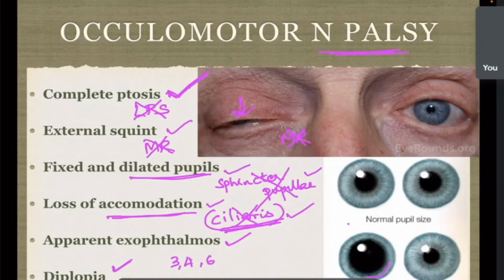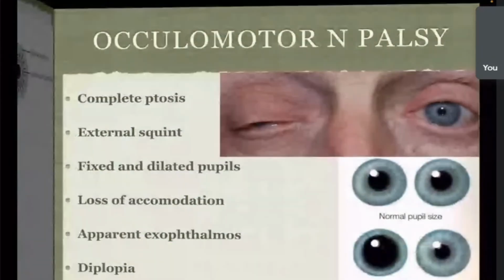Then why is there apparent exophthalmos? All the extraocular muscles except superior oblique and lateral rectus are supplied by the oculomotor nerve, right? So all the other muscles are paralyzed. So when most of the muscles of the eyeball are paralyzed, the eyeball will become loose. Okay, so it will look as if it is protruded. Okay, apparent exophthalmos. And what is the reason for diplopia? I already told you, because the image is not falling on the same point on both the retina. So these are the features of oculomotor nerve palsy. This is very, very important.